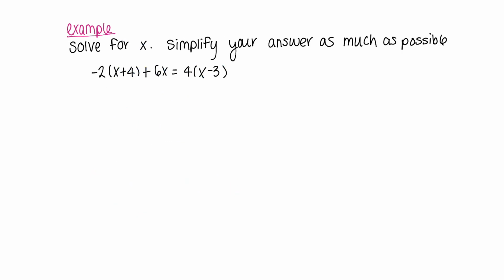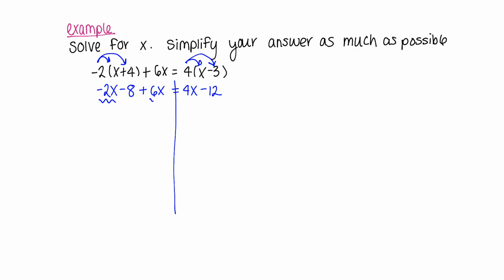All right, let's do one last example. So negative 2 times the quantity x plus 4 plus 6x equals 4 times the quantity x minus 3. Surprise, we're going to start with distributing. That's how it works. All right, so negative 2 times x is going to give you negative 2x. Negative 2 times 4 is negative 8, and then the 6x will come down. 4 times x is 4x, minus 4 times 3 is 12.